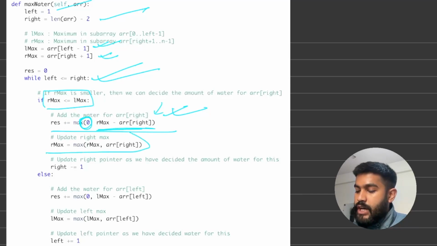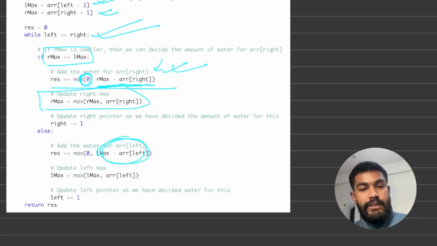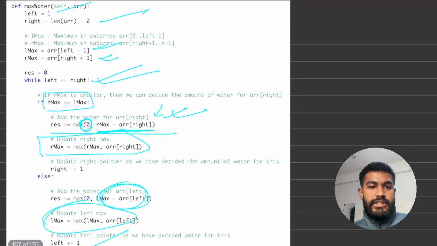Now then we would update the max and then we would shrink the right pointer. Then same goes vice versa. Whatever is the positive contribution, we would add that, else add 0. Then we would update the left and then we would make the left go this side. Whatever came up, we would just return that.